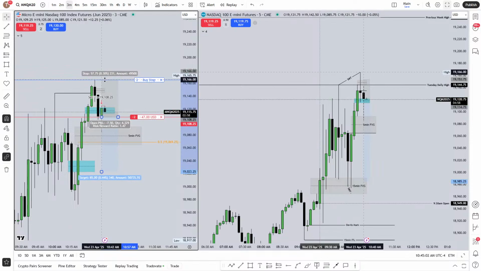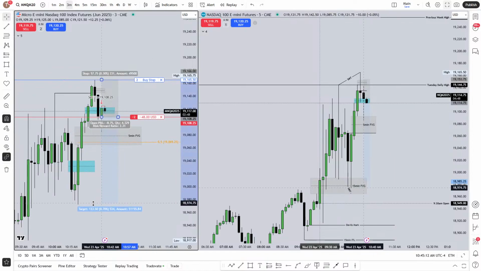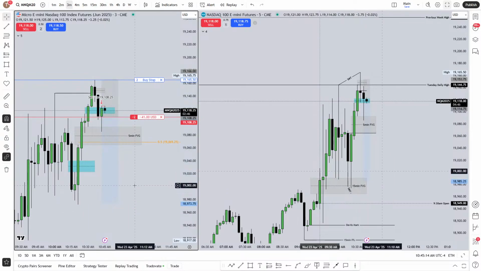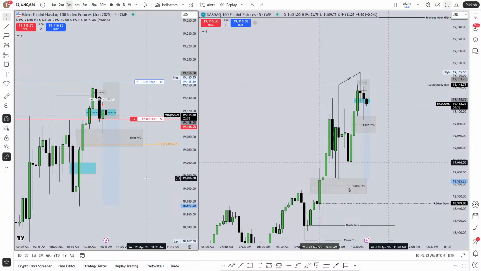This high. So I would go break even at 50% of the range. So that's equilibrium. And then I would honestly hold for something like here. So it'd be like a 1 to 2.3. But I'm honestly expecting this to likely hit stop loss.